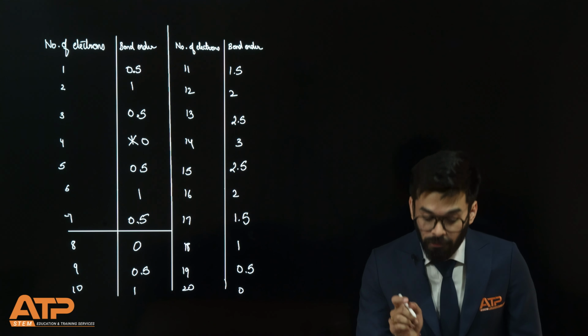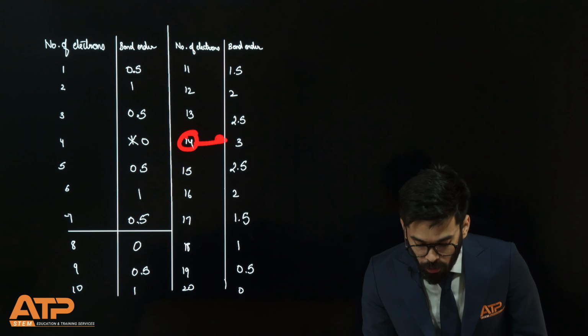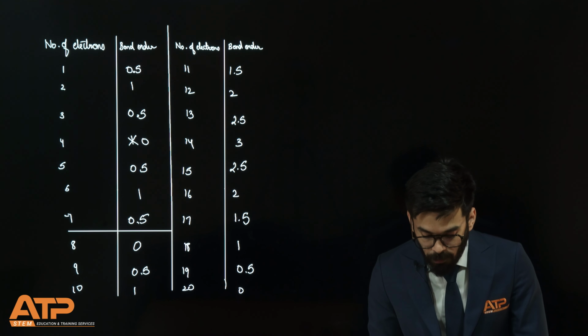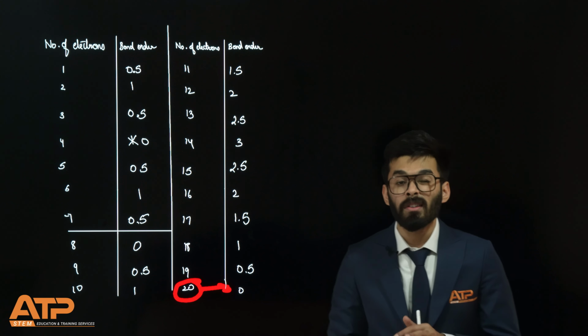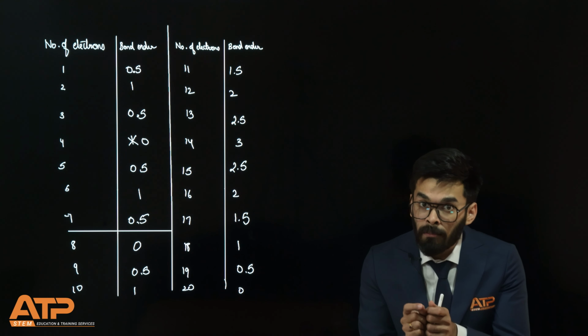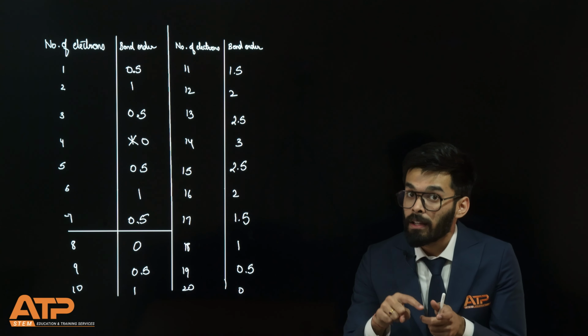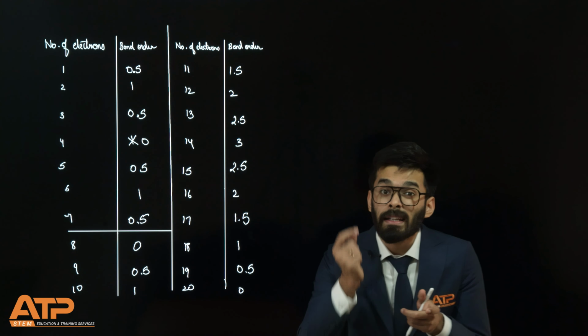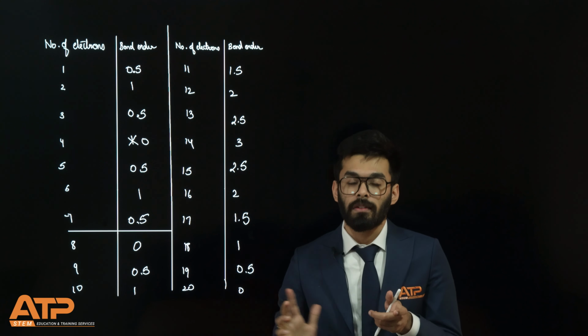For example, if the number of electrons is 14, the bond order is 3. If the number of electrons is 3, the bond order is 0.5. If the number of electrons is 20, the bond order is 0. So if you just count the number of electrons and find a way of remembering and writing this table very quickly, then you can calculate the answer in seconds.